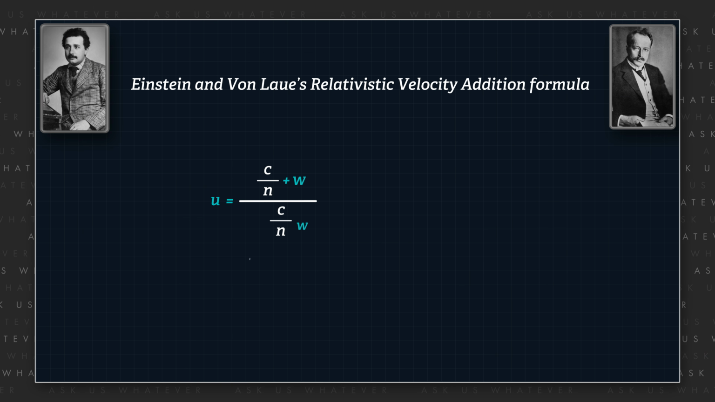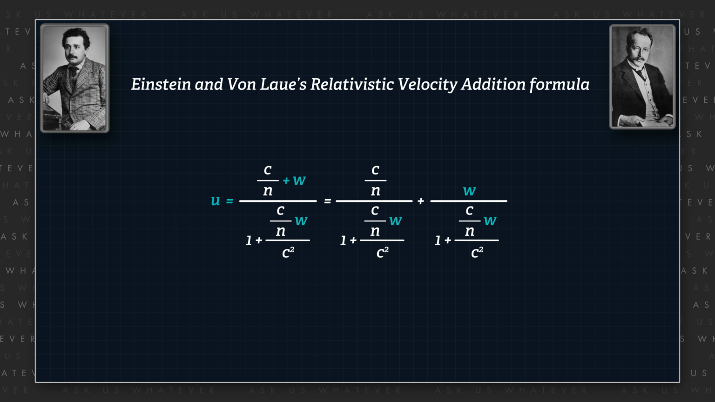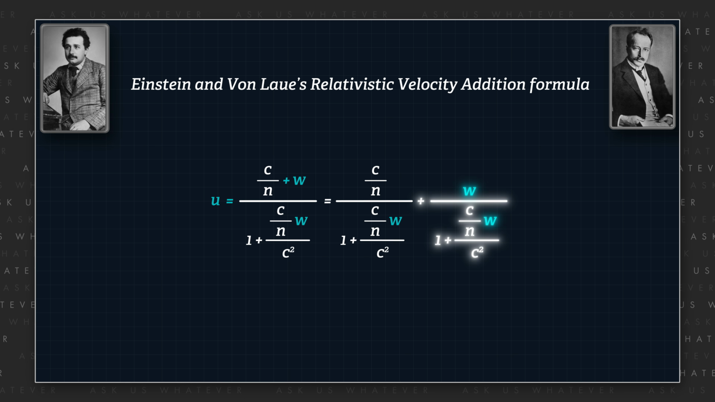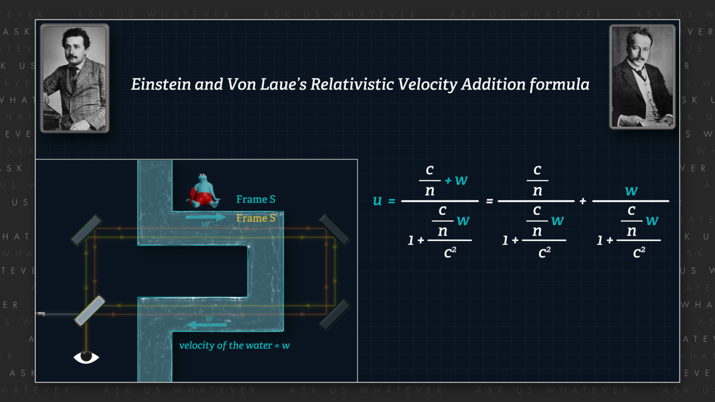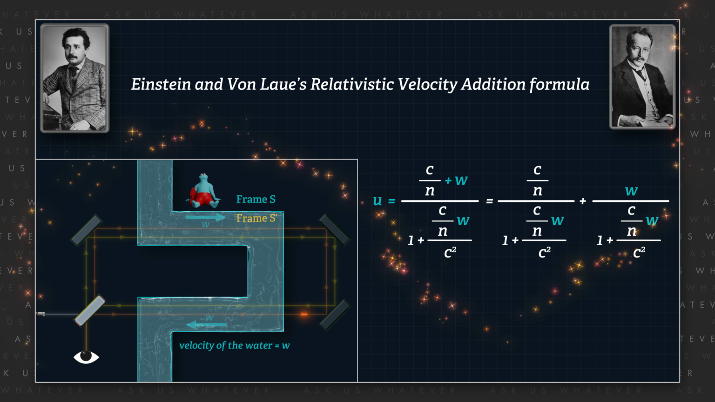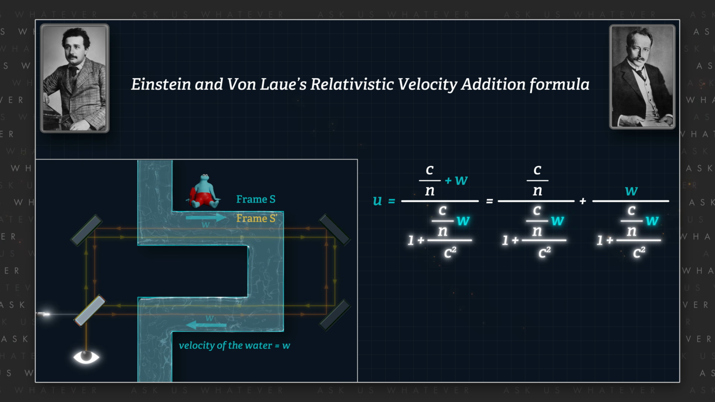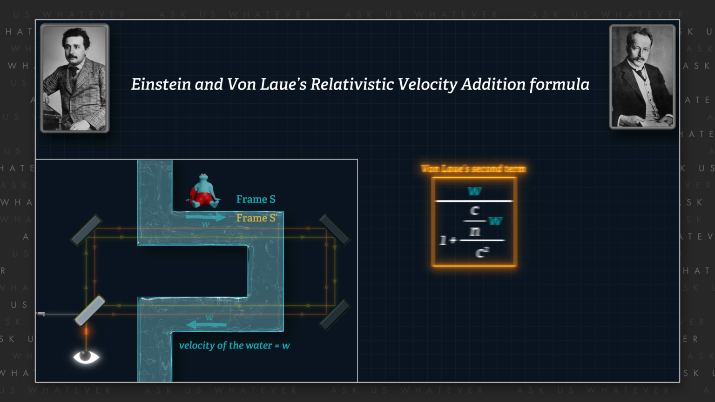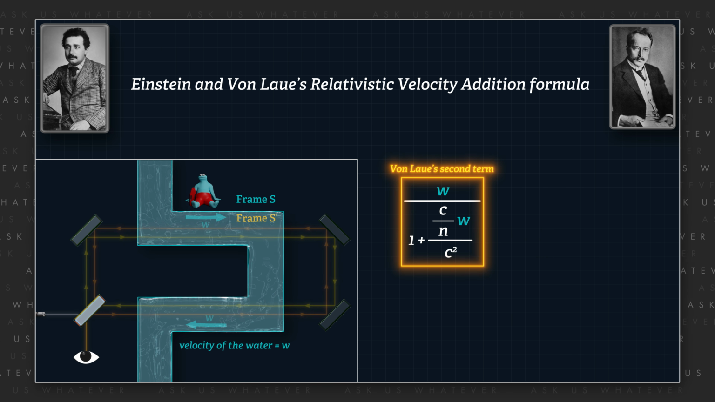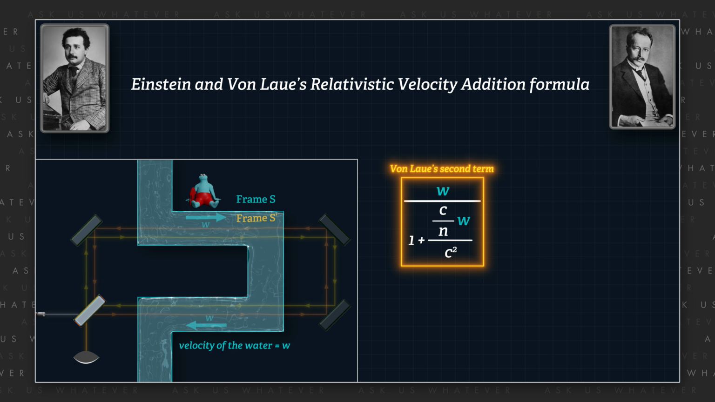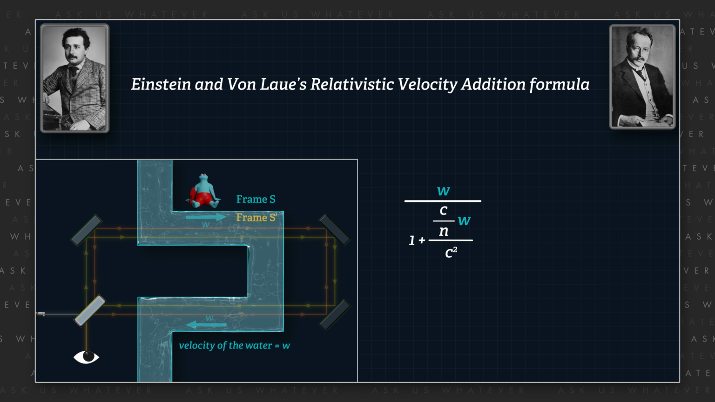Unfortunately, von Laue's and Einstein's velocity addition formula gives no insight into the molecular mechanism for the speed of light through a refractive medium. Their formulas suggest that light speed relative to moving water and water speed relative to the laboratory are both somehow slowed by a mystical relativistic factor in the denominator. What's the physical meaning of von Laue's second term? Is it implying that the speed of water w is being slowed by some magical relativistic force of the universe?